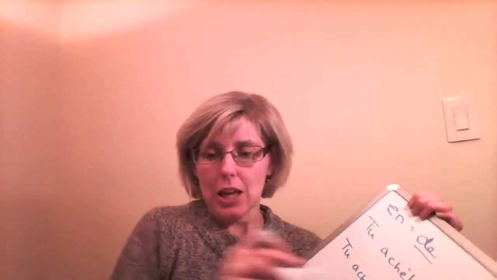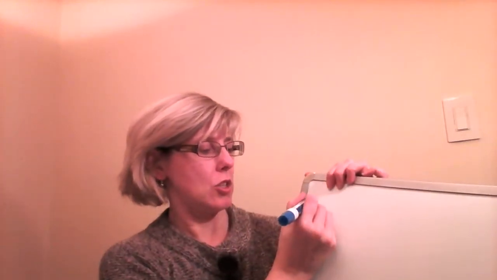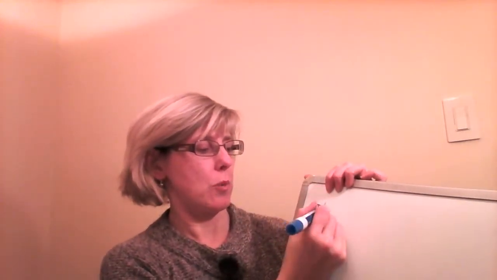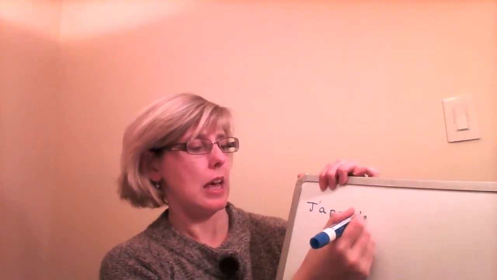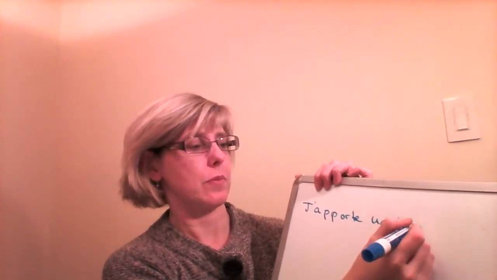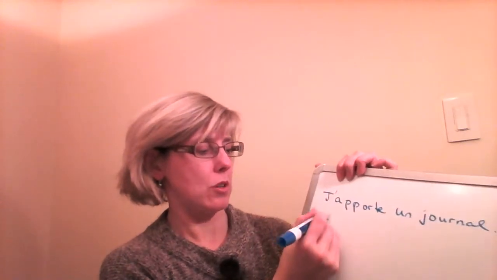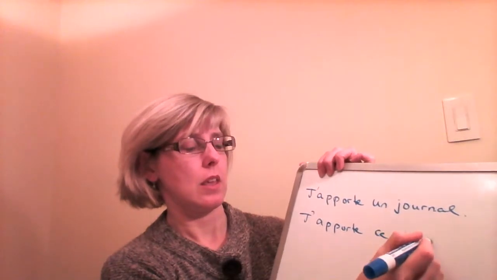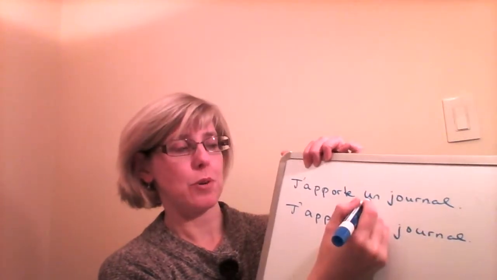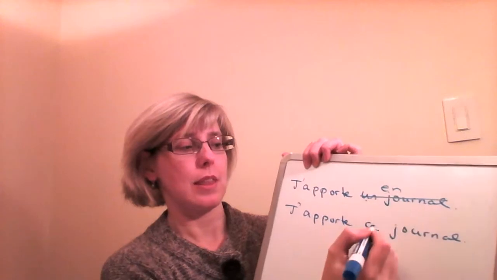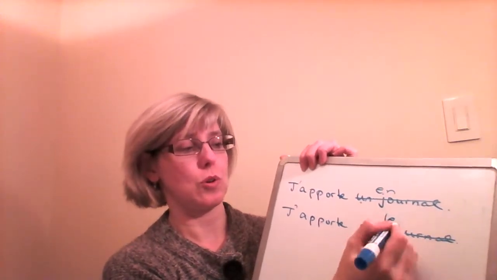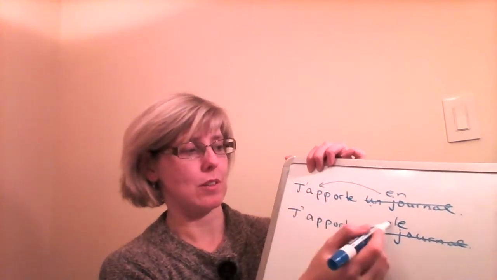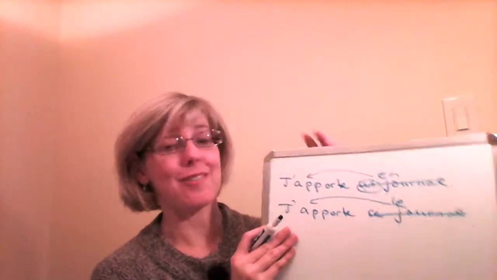D'accord? Okay, alors, let's look at a number. J'apporte un journal. J'apporte ce journal. You recognize that that's a number, so use en. That's not a number, so use le. And then, of course, it goes before the verb, and the en would stay in the sentence. Okay. All right, numéro 5.